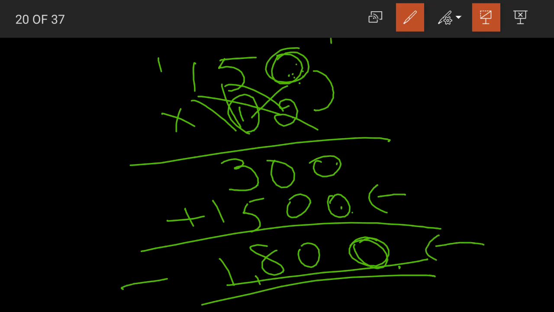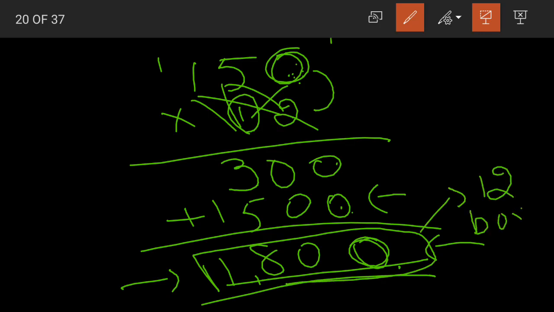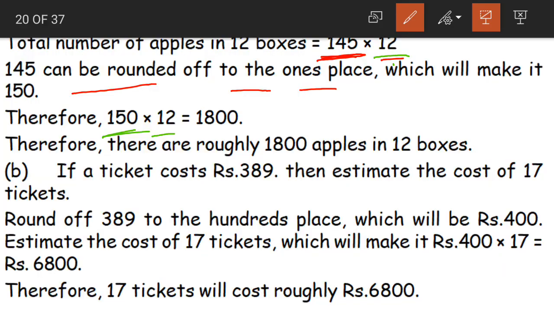What is this? There are roughly 1800 apples in 12 boxes. As this number has a 0 here, we are rounding off, and the multiplication became easier. Yes, there are roughly 1800 apples in 12 boxes. Clear children?